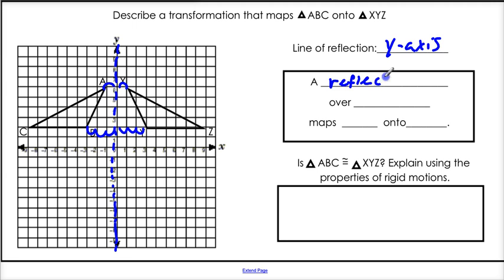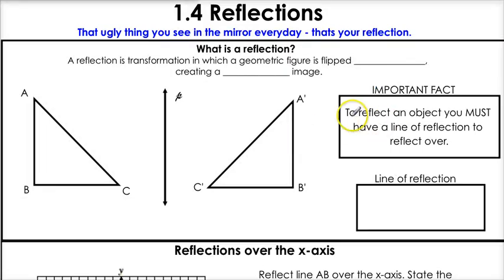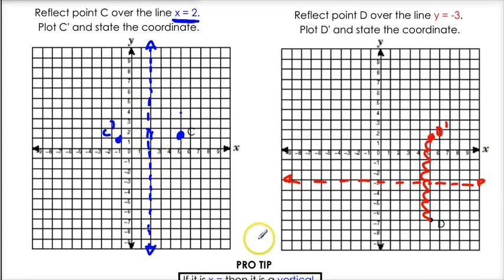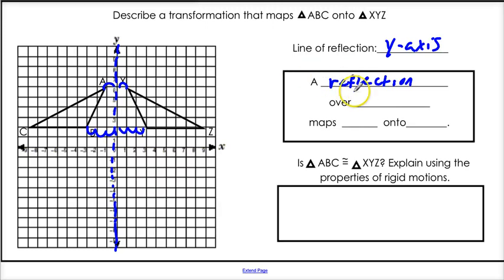That's the type of transformation. And you always have to state the line of reflection. I said that before. Remember, at the beginning of the lesson, there always must be a line of reflection. To reflect an object, you must have a line of reflection to reflect over. So, to map these onto each other, it's a reflection over the y-axis that maps triangle ABC onto triangle XYZ.